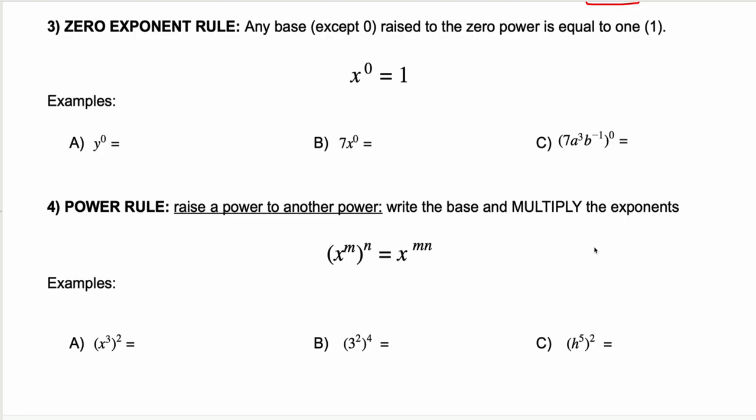This video is on exponent rules or exponent properties, and we're going to be focusing on the zero exponent rule. The zero exponent rule states that any base except 0 raised to the 0 power is equal to 1. So any base raised to the 0 power is equal to 1.